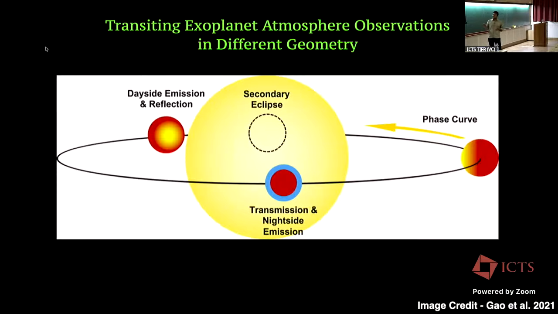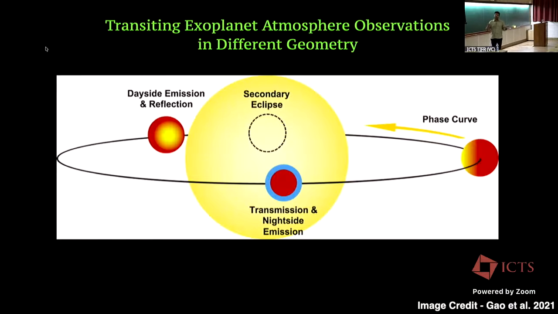In the same geometry, we can also get the information of the reflection from the planet, because some amount of the starlight that is coming onto the planet is also reflected. Suppose I'm looking from here, from the Earth. In this geometry, I'm getting the radiation from the planet, which is the emission from the planet, plus the reflection of the star. So we are getting both emission and reflection in this geometry.